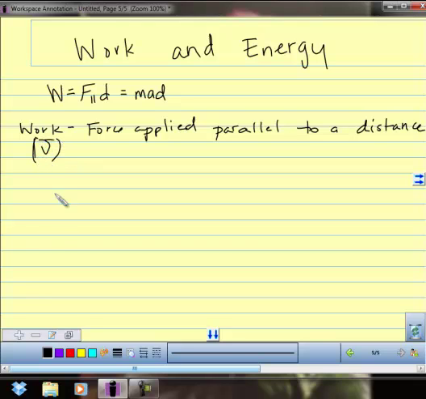Now let's talk about energy. We have two main types of energy that we talk about in this unit. And so we have potential energy. And potential energy is depicted by the capital letter U. It is also measured in joules. And potential energy is the potential to do work.